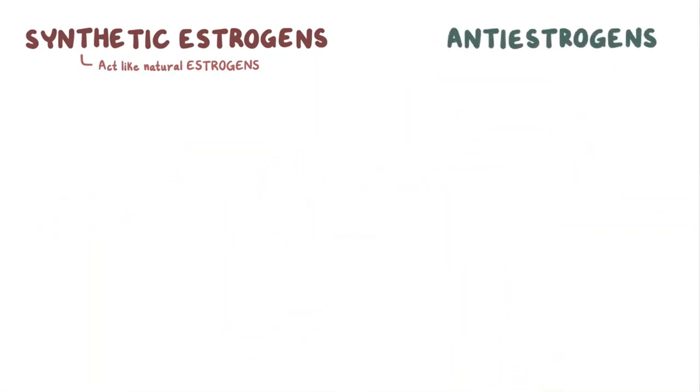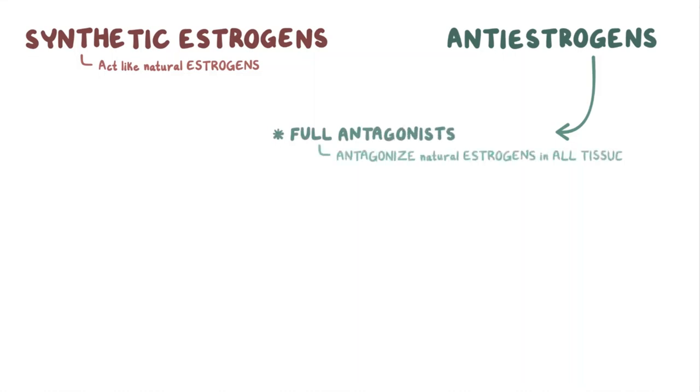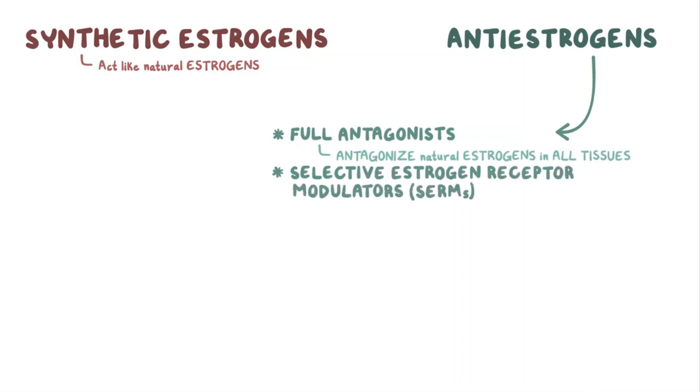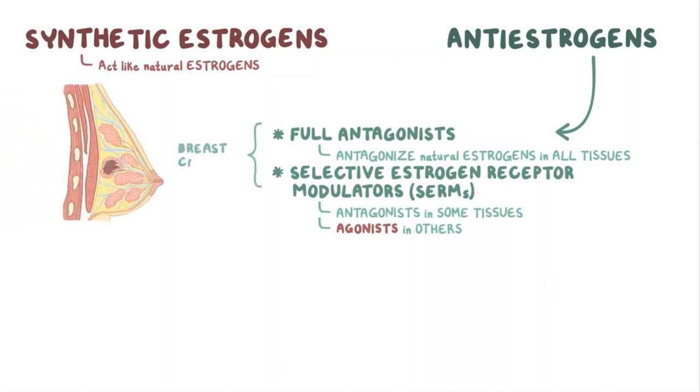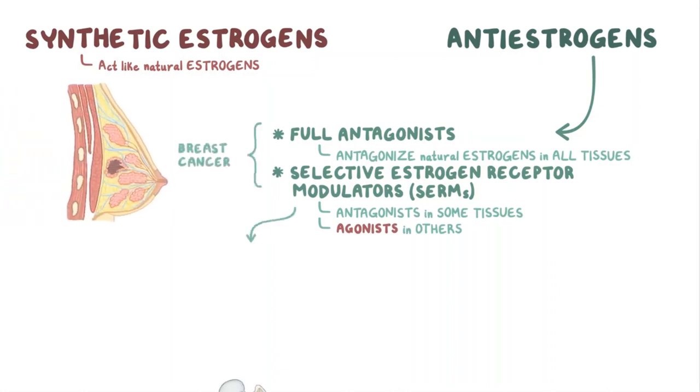Now, antiestrogens, or estrogen antagonists, include full antagonists, which antagonize natural estrogens in all tissues, and selective estrogen receptor modulators, or SERMs, which act as estrogen antagonists in some tissues, but also act as estrogen agonists in others. Full antagonists and SERMs are used for breast cancer, and SERMs are also used for osteoporosis.